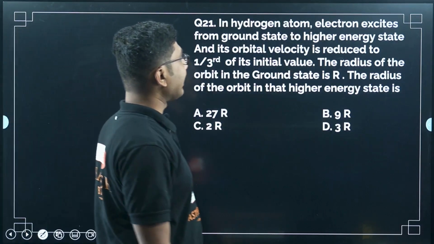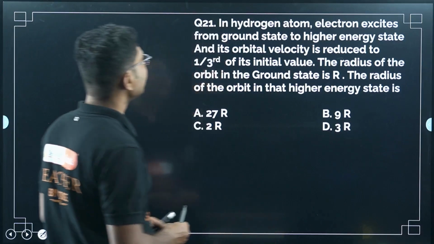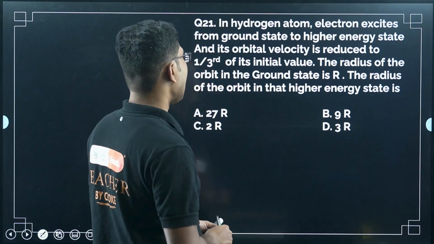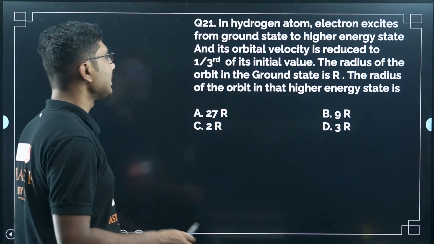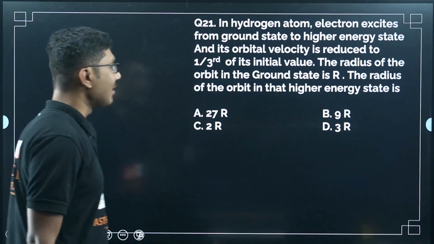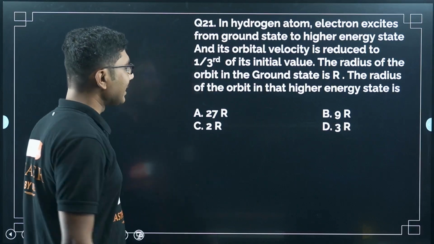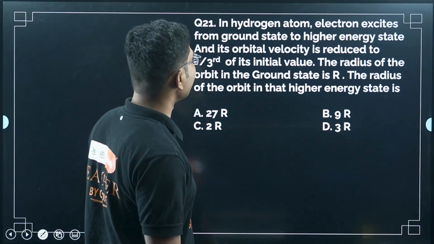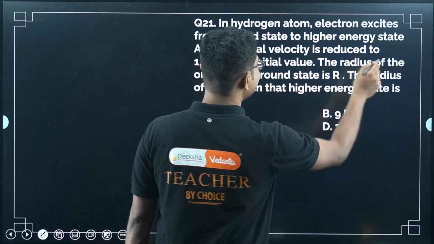Now let's move on. In hydrogen atom, an electron excites from ground state to a higher energy state and its orbital velocity is reduced to 1/3 of its initial value. The radius of the orbit in the ground state is r. What is the radius of the orbit in that higher energy state? So what is given here? The orbital velocity is reduced to 1/3.